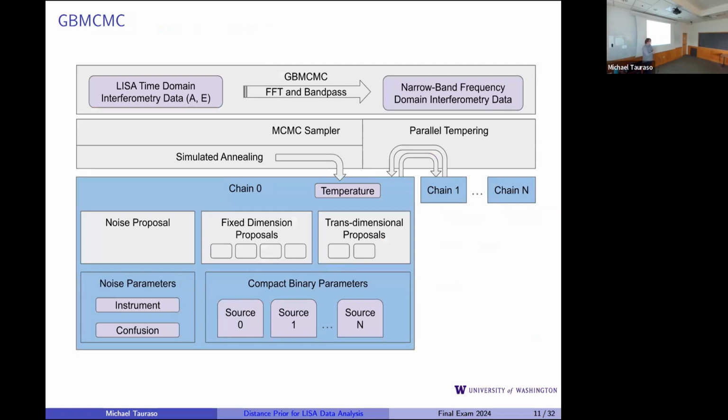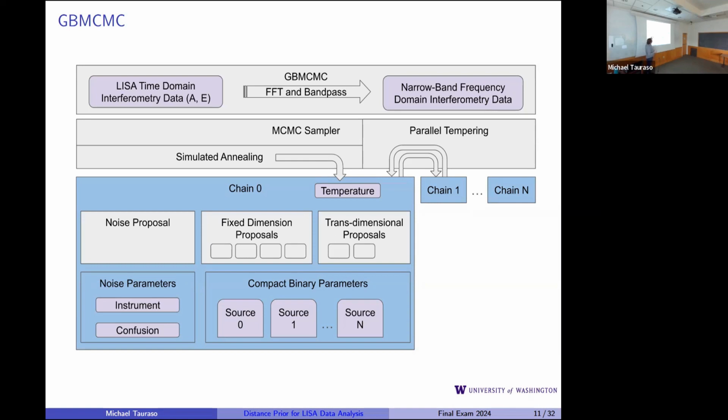So yeah, this is an overview of what GBMCMC does. GBMCMC actually doesn't make just one Markov chain. It does multiple Markov chains. We talked a little bit about it taking the narrow band frequency data, so it's only matching a really narrow band of frequency space. And then it's coming up with noise parameters and compact binary parameters that live in that frequency space that would explain those particular samples.